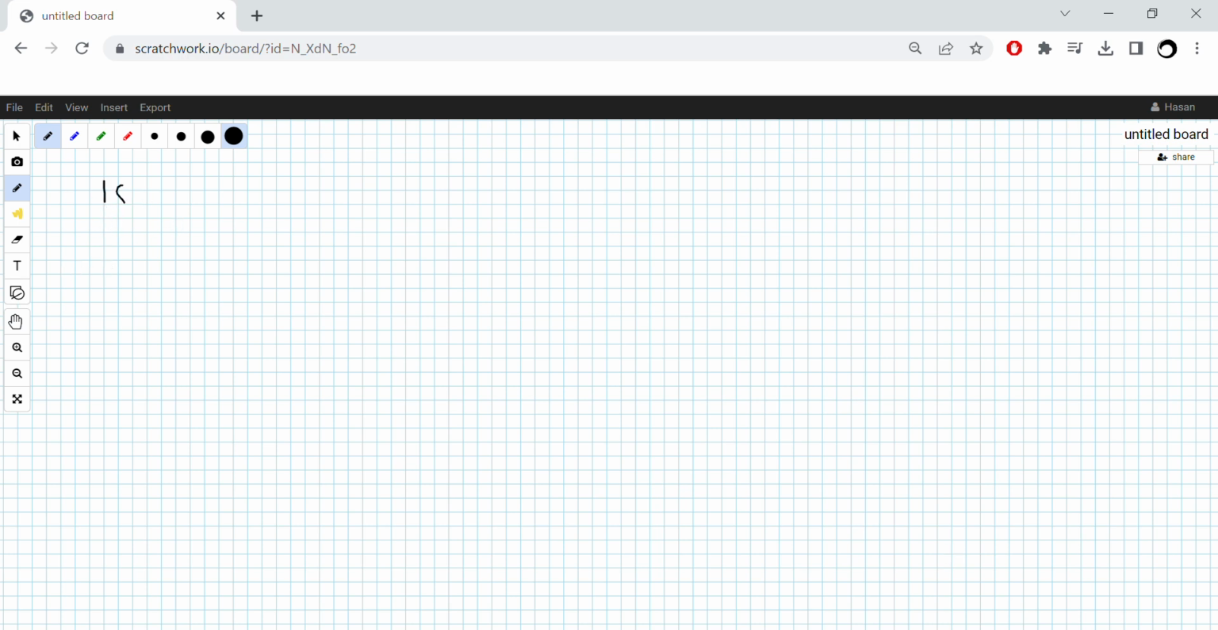Right, for question 18, they're saying P equals sec theta minus tan theta and Q equals sec theta plus tan theta. Prove that P equals 1 over Q.